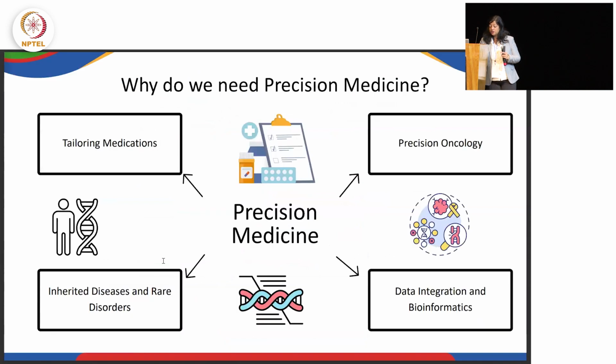Now, all this information is used to identify or design precision medicine for a particular patient, so that we can tailor the medications on the basis of the genetic profile of an individual. On the basis of the genetic profile, we know that this is a patient with this particular disorder.